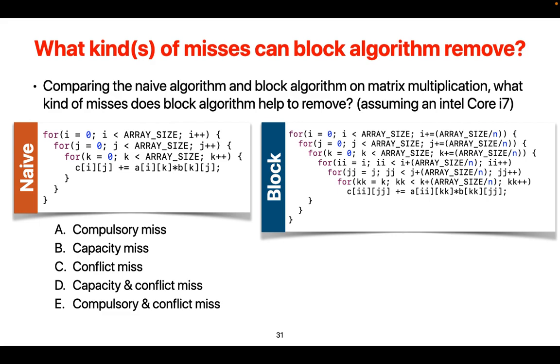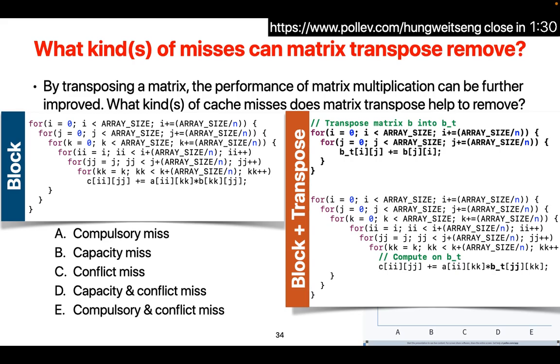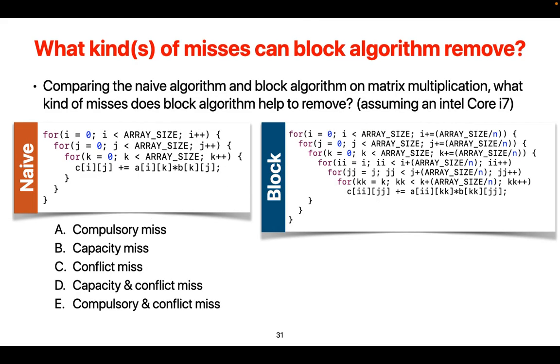Okay, so now, if I break up my code using a blocking algorithm, or say tiling algorithm, what kind of cache misses do you think we can remove? Let me see. Wait, oh, that's transpose. Okay, what kind of misses can we remove? Give me a second. Okay, block algorithm, here we go. All right, I forgot to do the animation, so let's do it.